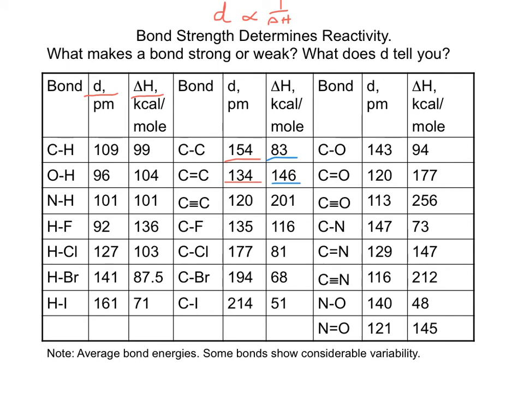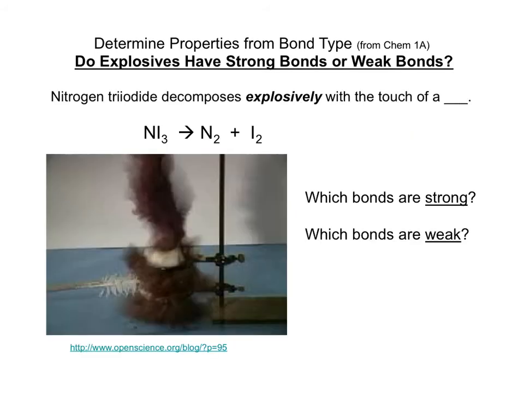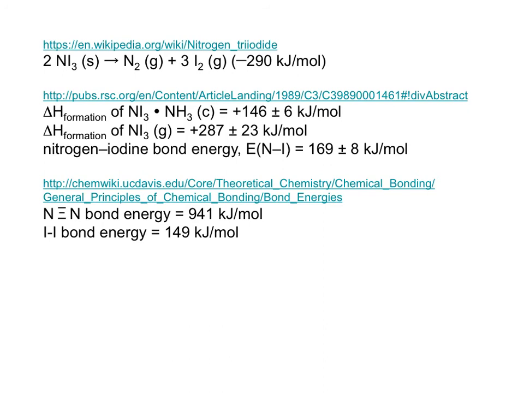Bond strength tells us how reactive the compound is. Would you expect explosives to have strong bonds or weak bonds? Stop the video and think about that for a minute. Here's an example. Nitrogen triiodide, NI3, decomposes explosively with the touch of a feather. Since only the touch of a feather is needed, that tells us the N-I bonds in nitrogen triiodide must be weak. The nitrogen-iodine bond energy is very small, 169 kilojoules per mole. That's the energy of a feather.